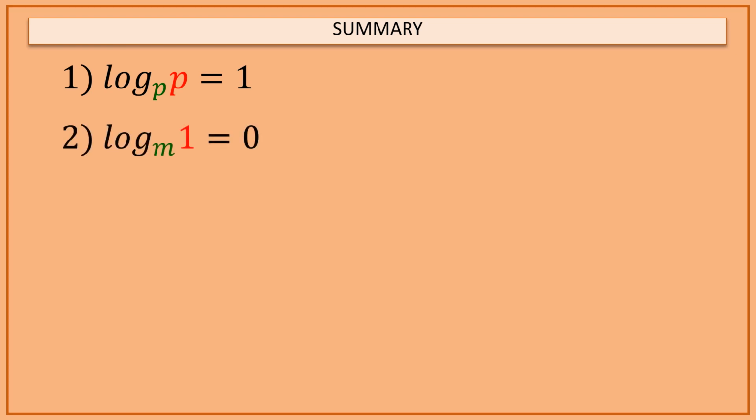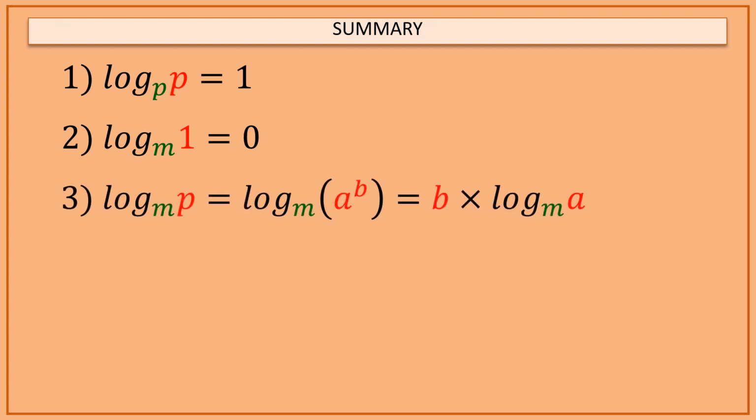Let us summarize all the results that we have learned so far. In rule number 1, we learned that logarithm of any number to the base itself is equal to 1. Following this, we learned that logarithm of 1 to any base is equal to 0. Rule number 3 says if we can express a number p as a raised to the power b, then this expression can be simplified as b times logarithm of a to the base m.